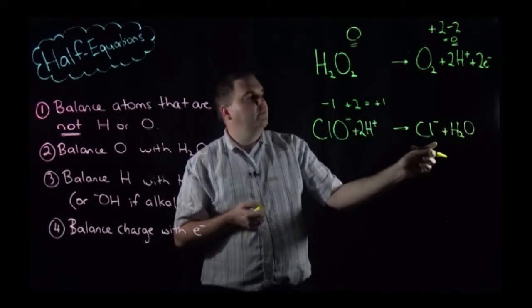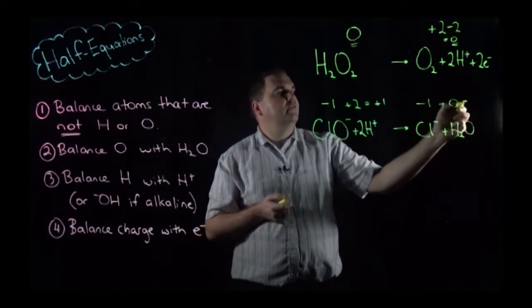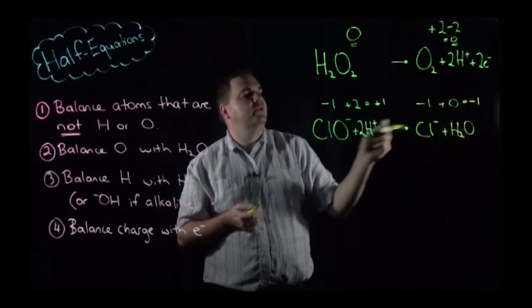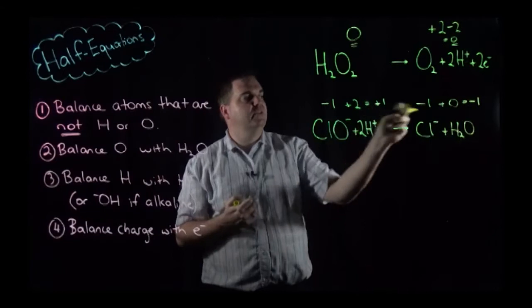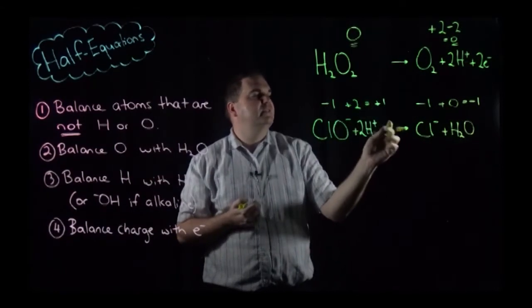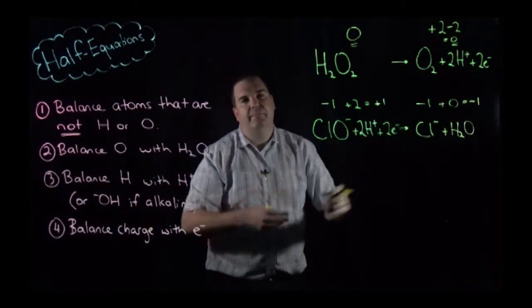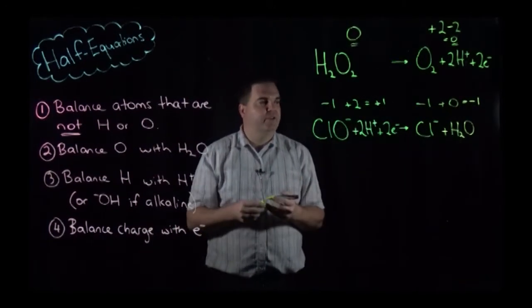Over here on this side we've got a chlorine with a -1 charge, and the water is 0. So over here our charge is -1. So we've got +1 on this side, -1 on this side. So what we want to do is bring the number down from +1 to -1. So what needs to happen there is we need to add 2 electrons in, and there's our balanced half equation. Okay, go on and do another one.